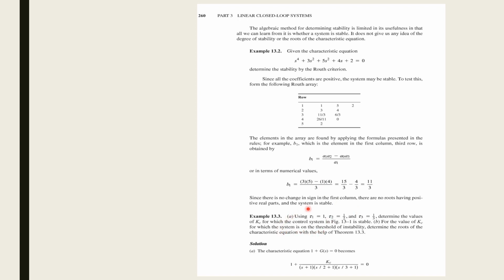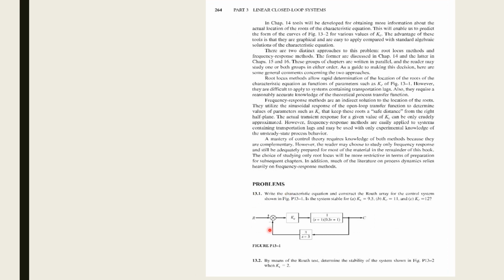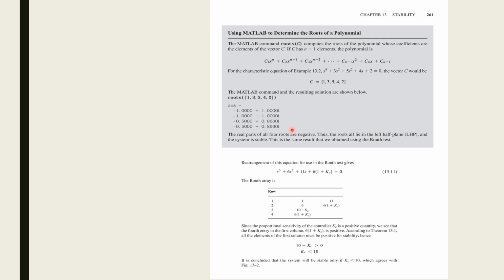Okay, this one is an example we have also seen in the class, where tau 1 equals 1, tau 2 equals 1/2, and tau 3 equals 1/3. This is the same as in the tutorial example, the same system. If we substitute tau 1, tau 2, tau 3, you will get this as the characteristic equation, 1 plus G, and we get the Routh analysis here.